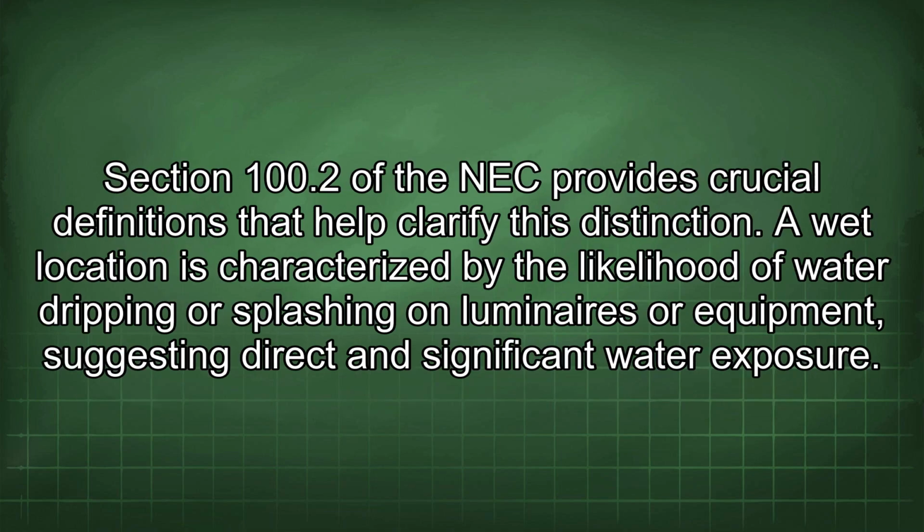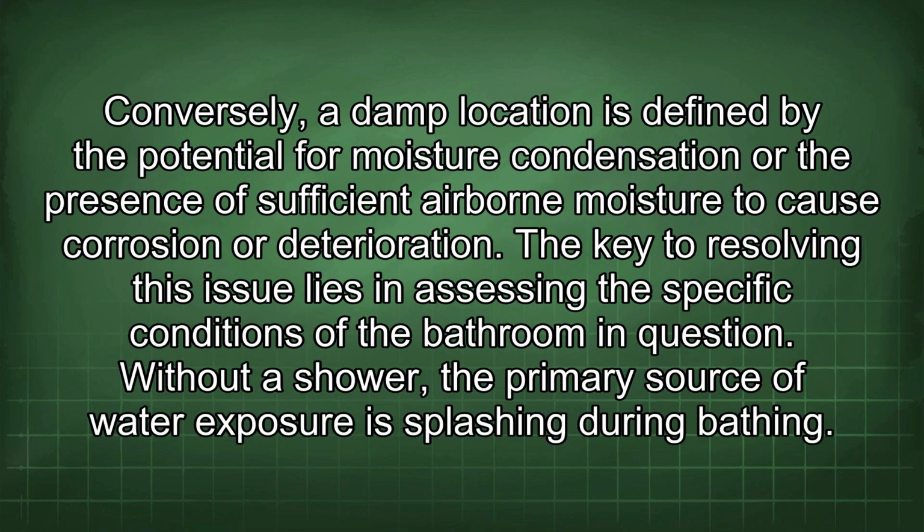Section 100.2 of the NEC provides crucial definitions that help clarify this distinction. A wet location is characterized by the likelihood of water dripping or splashing on luminaires or equipment, suggesting direct and significant water exposure. Conversely, a damp location is defined by the potential for moisture condensation or the presence of sufficient airborne moisture to cause corrosion or deterioration. The key to resolving this issue lies in assessing the specific conditions of the bathroom in question.